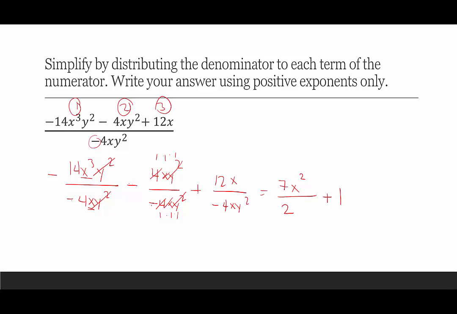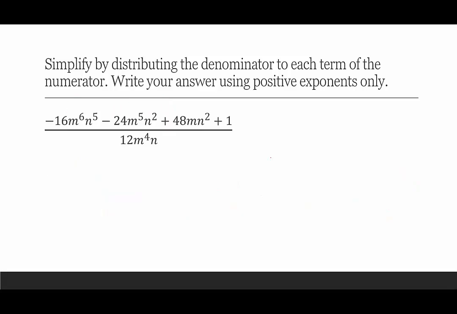How about the third term? We have positive divided by negative, so this is going to be negative. We have 12 over 4, which is 3 in the numerator. Because, right, we could do this, 3 and 1. X and x will cancel, and there's no y's in the numerator, so the y squared stays in the denominator. So here's our final answer, 7x squared over 2 plus 1 minus 3 over y squared.